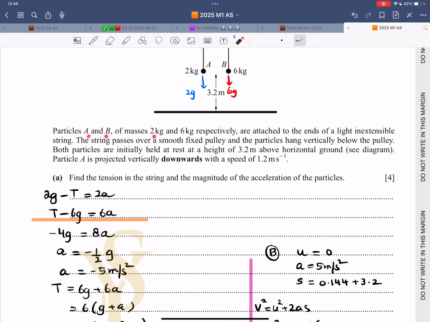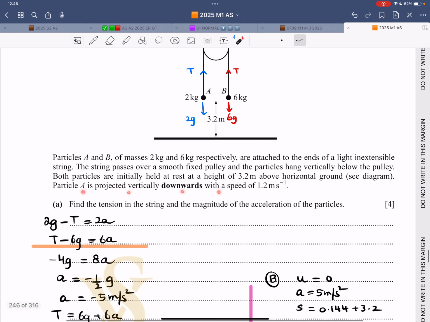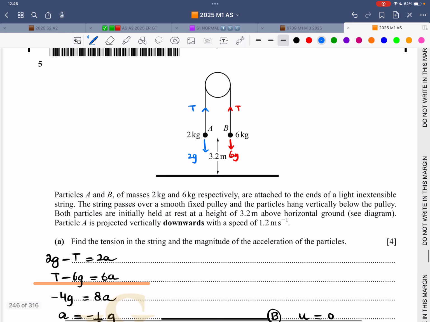Particles A and B of masses 2 and 6 are attached to the ends of a light inextensible string. If they are just let loose, the heavier one will go down and the lighter one will go up, right? But that's not the case over here. The string passes over a smooth fixed pulley and the particles hang vertically below the pulley. Both particles are initially held at rest at a height of 3.2 meters above the ground. Particle A is projected vertically downward with a speed of 1.2. So now particle A is projected downwards.